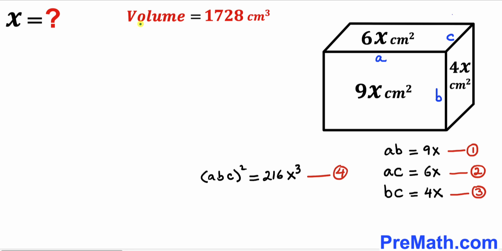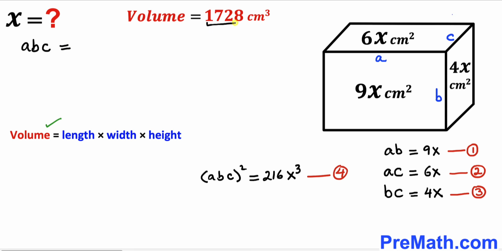And now let's make an observation. We can see the volume of this closed box has been given to us as 1728. And now let's recall the volume formula. Volume is always equal to length times the width times the height. And here we can see the dimensions for this closed box are lowercase a, lowercase b, and lowercase c. So let's go ahead and fill in the blanks in this formula. So we could write a times b times c is going to be equal to this given volume, which is 1728.